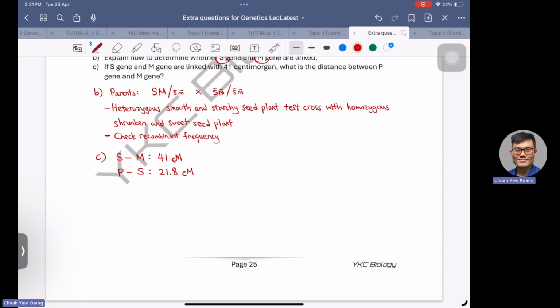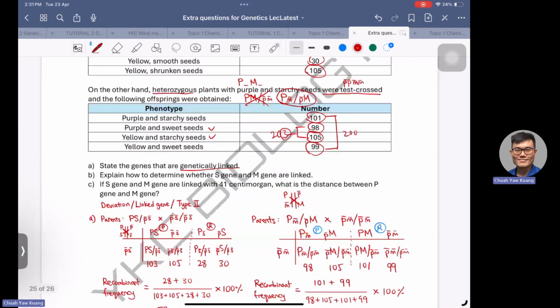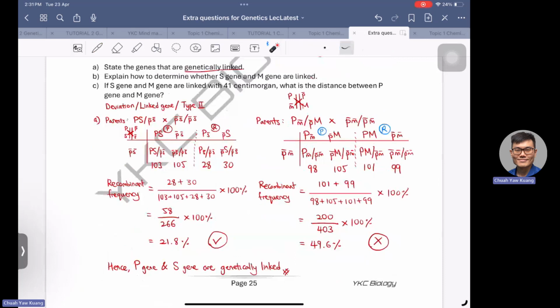Then the distance that we calculated just now, the one between P and M, is 49.6. So it's almost 50 already. So the P and M genes are on the same chromosome, but they are too far apart. When they are too far apart, the recombinant frequency, the ratio when you do the test cross, will be 1 to 1 to 1 to 1. It will be similar to the normal Mendel's model, 1 to 1 to 1 to 1. So it gives you almost exactly 50%.